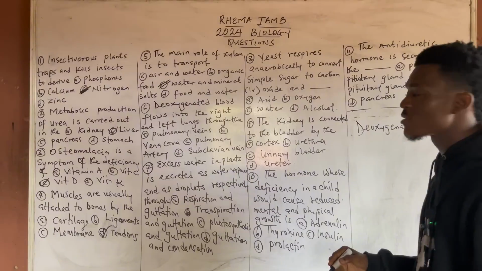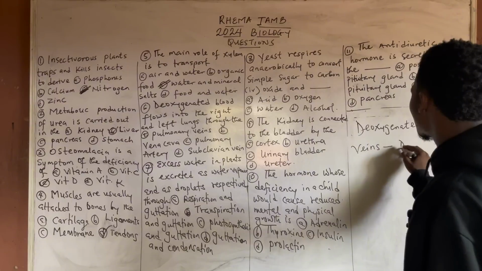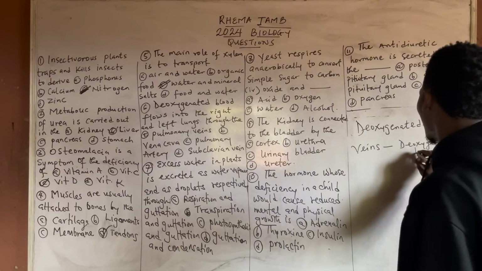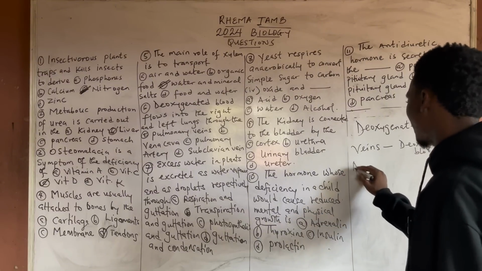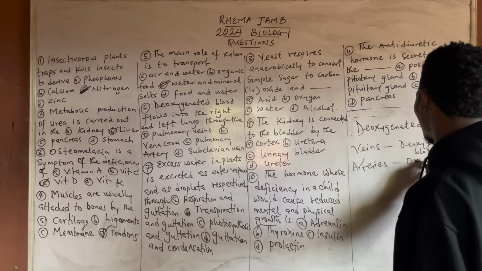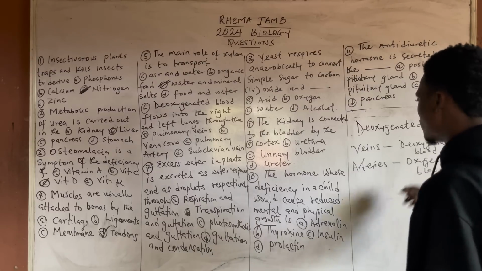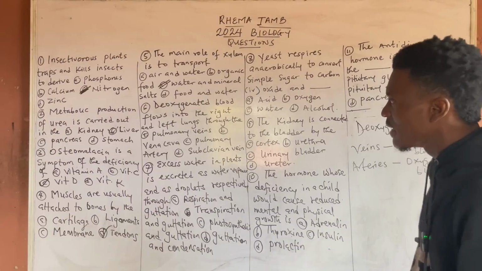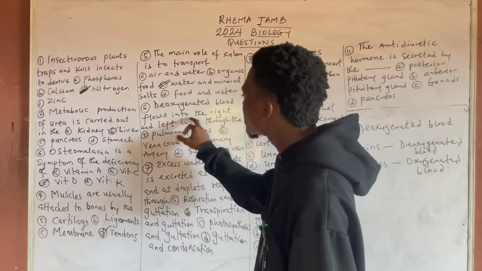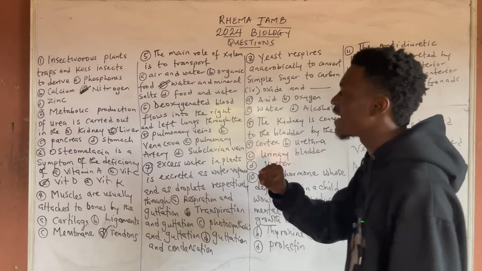Normally, if you have read your textbook thoroughly, you'll be told that the veins carry what? Deoxygenated blood. Then the arteries carry what? Oxygenated blood. That's normal. That's correct. Arteries are concerned with carrying oxygenated blood, while veins carry deoxygenated blood, no doubt. But the question says deoxygenated blood flows into the right and left lungs through the dash, into the right and left lungs.